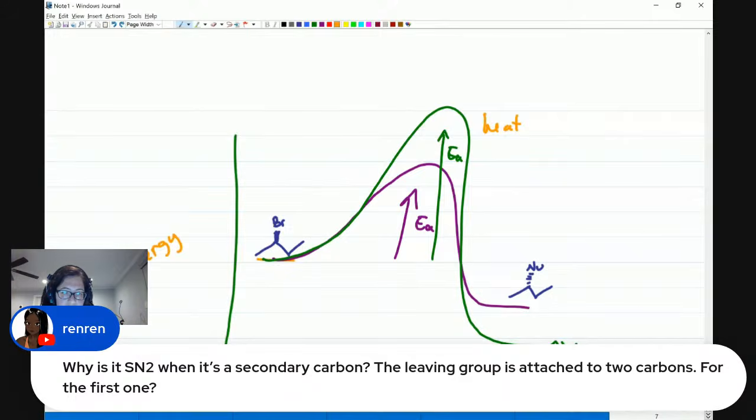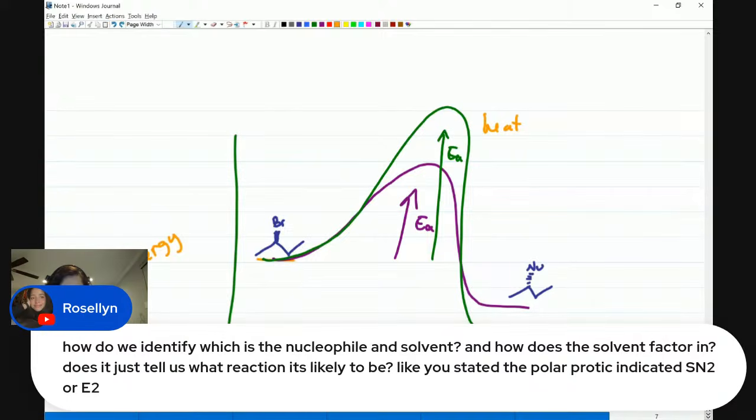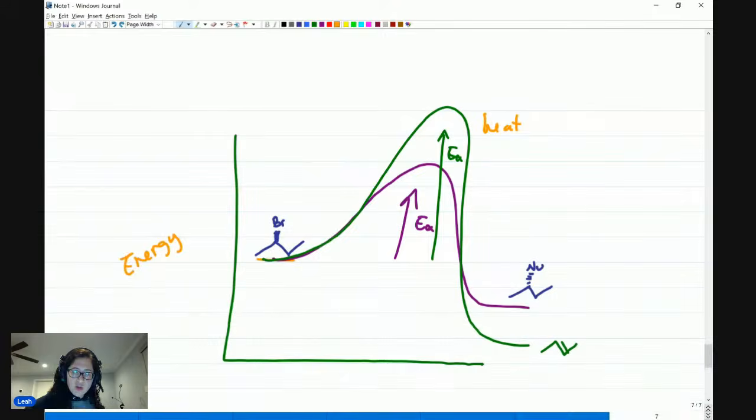Why is it SN2 when it's a secondary carbon? It's not about the carbon, it's about the attacker. So secondary can undergo SN1, SN2, E1, and E2. How do we identify which is the nucleophile and solvent? Ask me that question in the SN1 reaction. That's a really, really good question. Hold that thought. I want to come back to it.